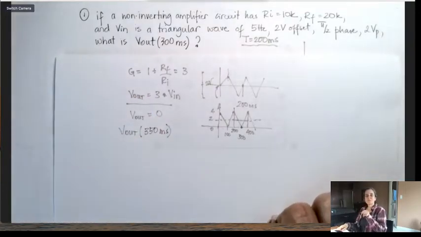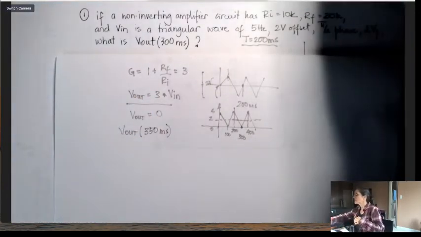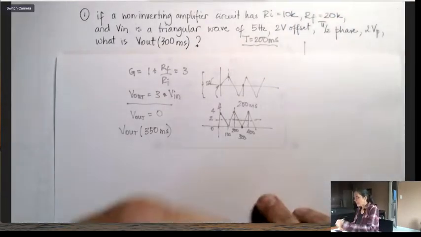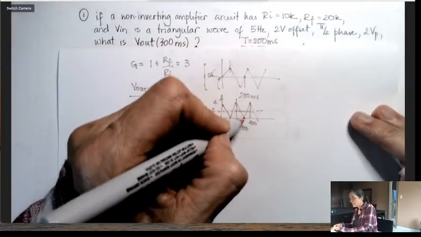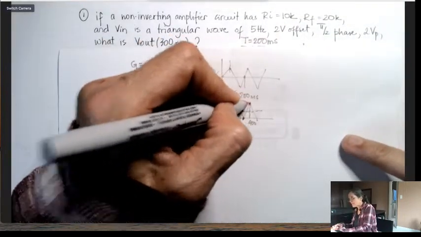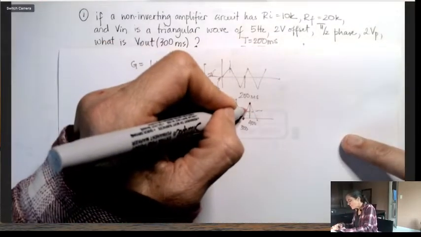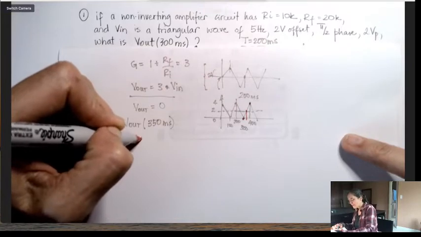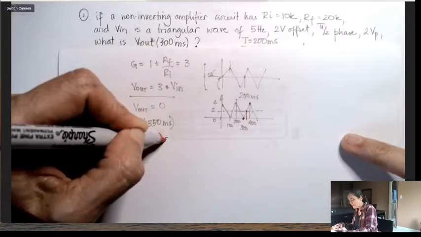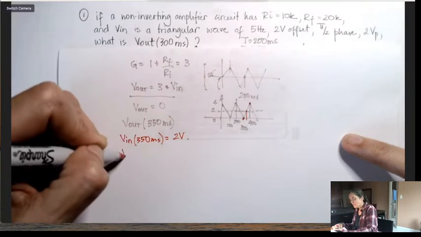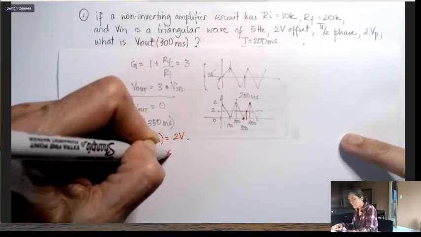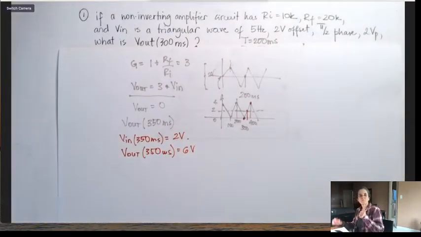So at 350, let me see if I have a thinner pen. What happens is at 300 I am at 0, and at 400 I am already at 4. So at 350 I am halfway there. So V in at 350 is 2 volts. So V out, I am just multiplying at 350. I'm going to multiply the 2 by 3 and it's going to be 6 volts. So let me add this here.